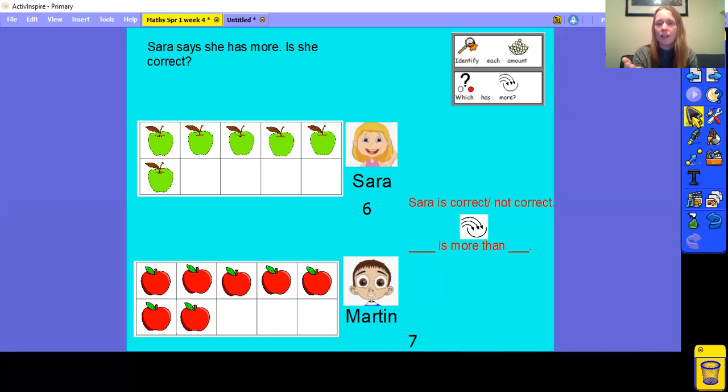Your turn. That's right, Sarah is not correct. Is that what you said to your grown-up? Well done if it is. Now let's work out why Sarah is not correct. Sarah is not correct because Martin has the bigger number. Martin has 7, and 7 is more than 6. My turn. 7 is more than 6. Your turn. Well done.